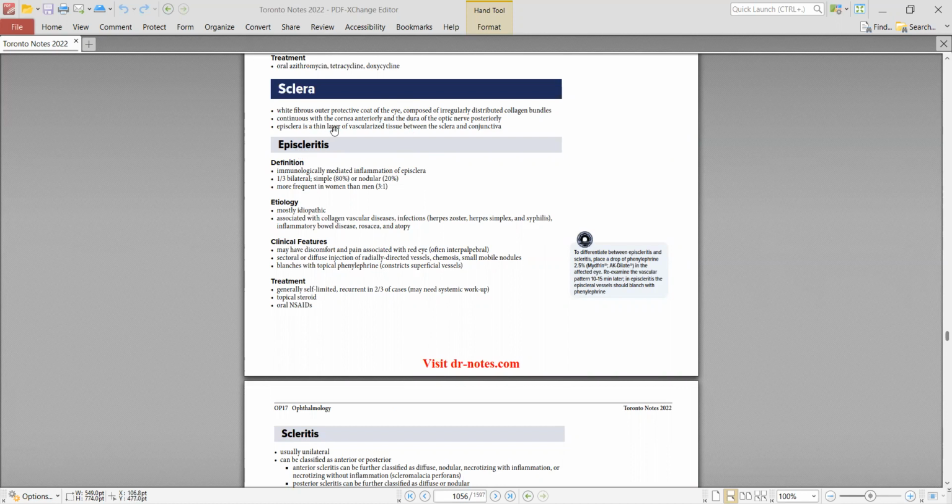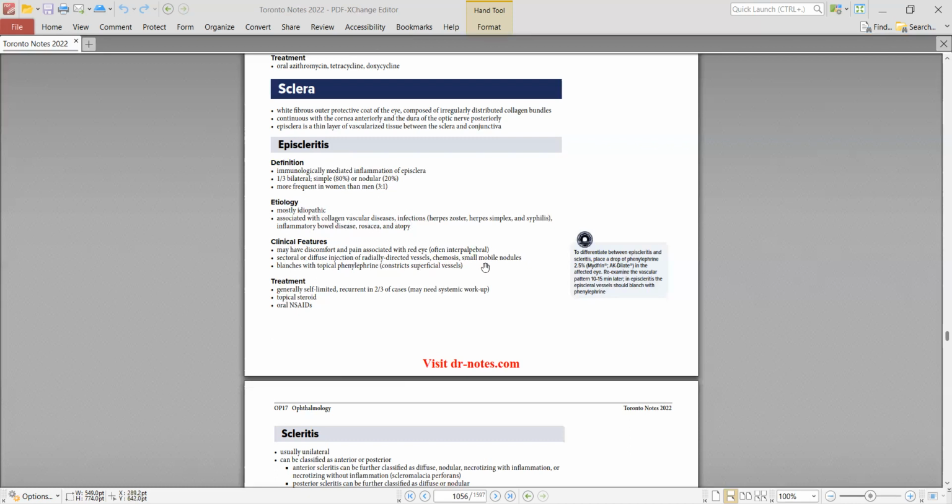The episclera is a thin layer of vascularized tissue between the sclera and the conjunctiva. So episcleritis is an immunologically mediated inflammation of the episclera. One third is bilateral. Basically it is simple and nodular, idiopathic, and mostly associated with collagen vascular diseases and infections like herpes zoster, herpes simplex, syphilis. Clinical features: some discomfort, pain with the red eye, diffuse injection of radially directed vessels.